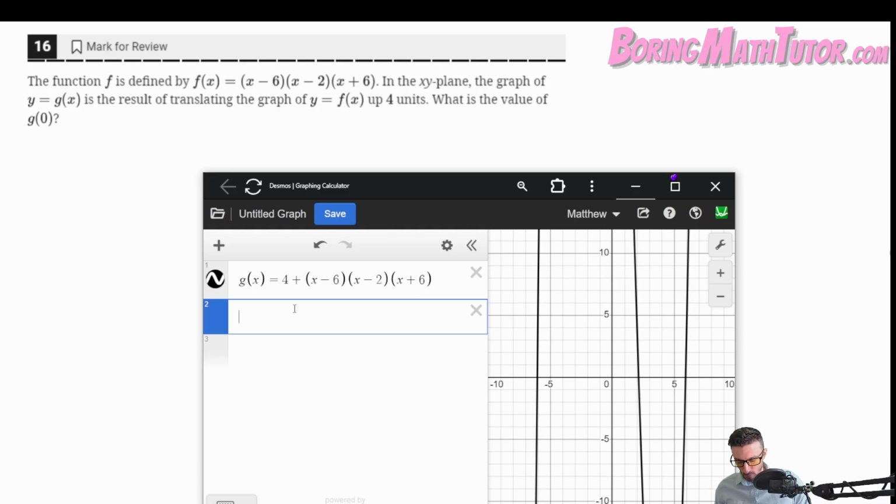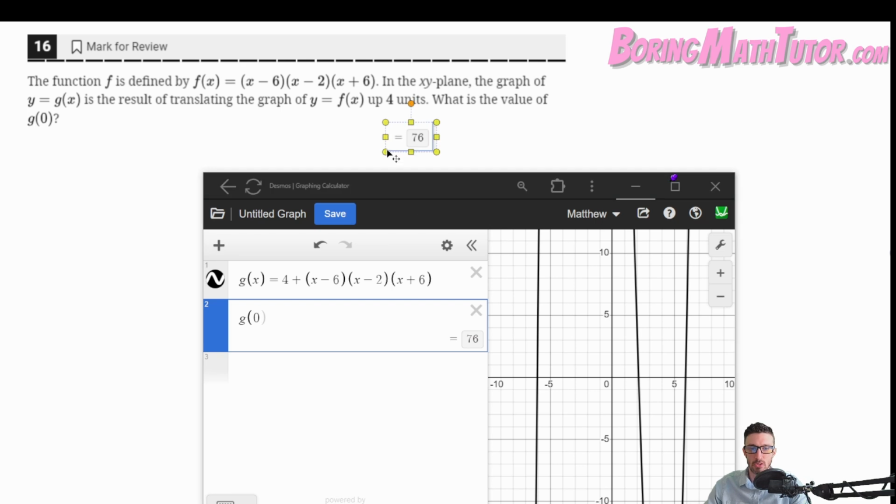And now they're asking me what's the value of g of 0, and because I'm using Desmos, it just calculates for me nice and quick. Even though that's not that hard to do without Desmos, it was kind of nice to just guarantee that I didn't make a mistake on the multiplication here. So answer is 76. Let's go.